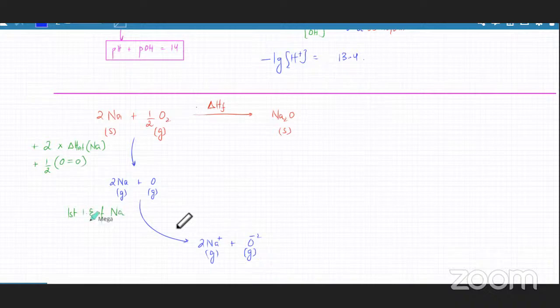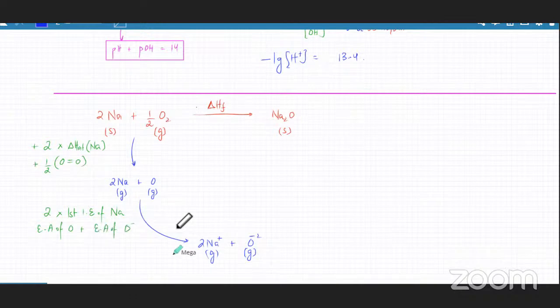And where do you get that? You get it from the data booklet, and it's going to be twice that. Why? Because there are 2 sodiums. For oxygen, it's going to be the electron affinity of oxygen plus the electron affinity of oxygen minus 1.